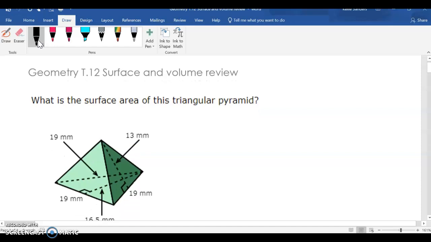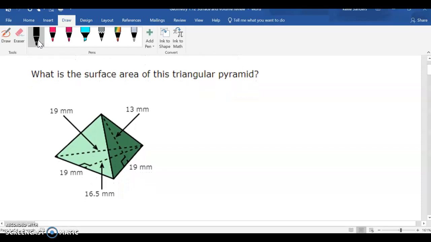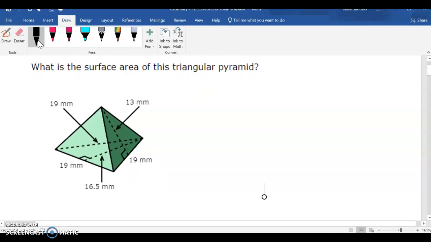Okay, this is just a surface area and volume review. To be honest, if you've taken the notes for the other lessons that have surface area and volume, then you probably don't have to sit here and listen to me again. But if you want a refresher, then this is what we're going to do.